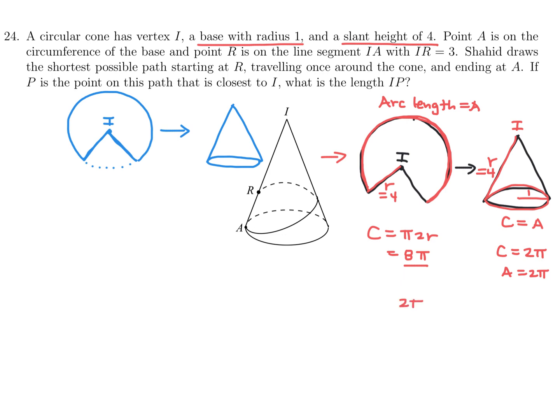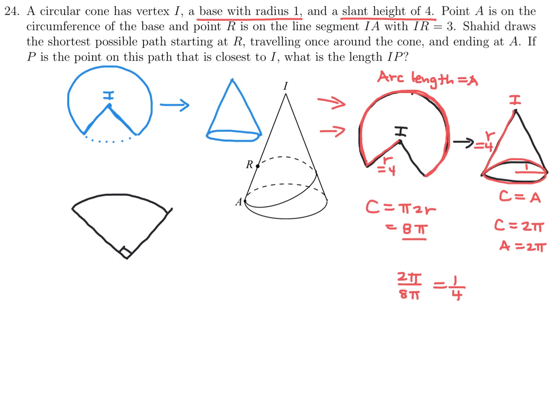So that 2 pi over 8 pi, since that's a quarter, that arc length in this diagram is way too big. I actually have to draw an arc length that's only 25% of a circle. So like this, because the entire circle will be 360, so a quarter would be 90. Does that make sense? Okay, I think I got it now.